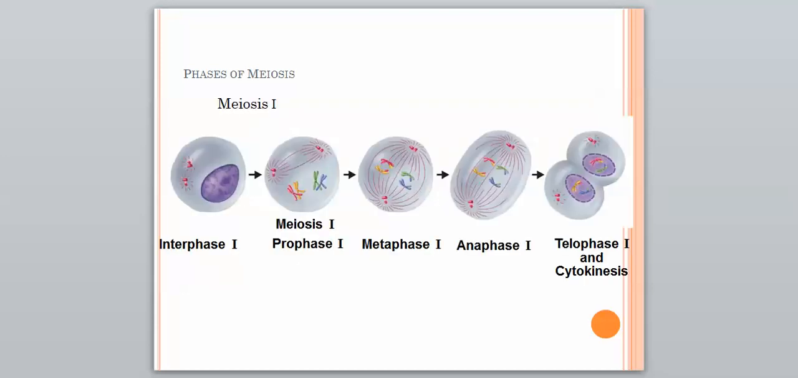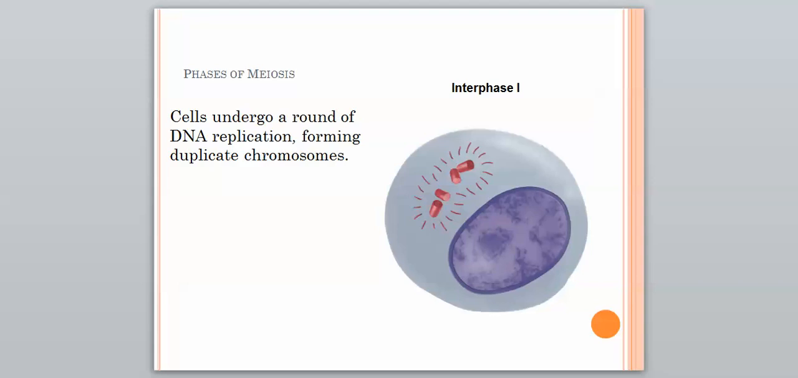This is what the stages of meiosis 1 look like, and we will go over each one of these and what happens in each phase. During interphase 1, which we didn't necessarily say was part of mitosis but needs to be mentioned, cells undergo a round of DNA replication, forming duplicate chromosomes. So we just make new chromosomes. And that's the first phase.